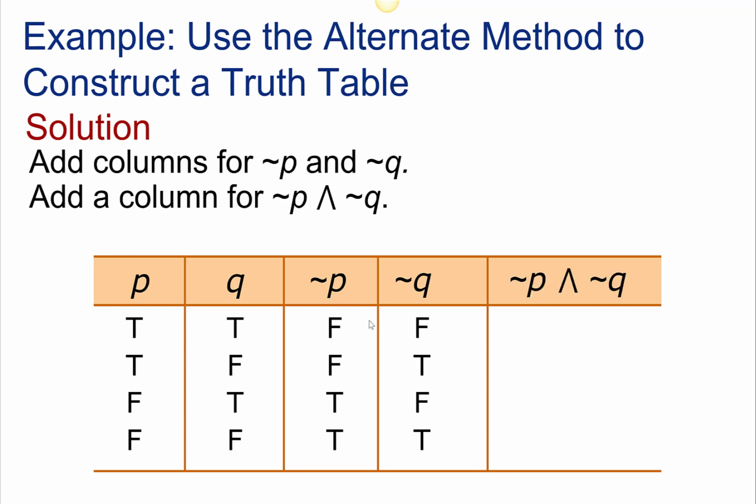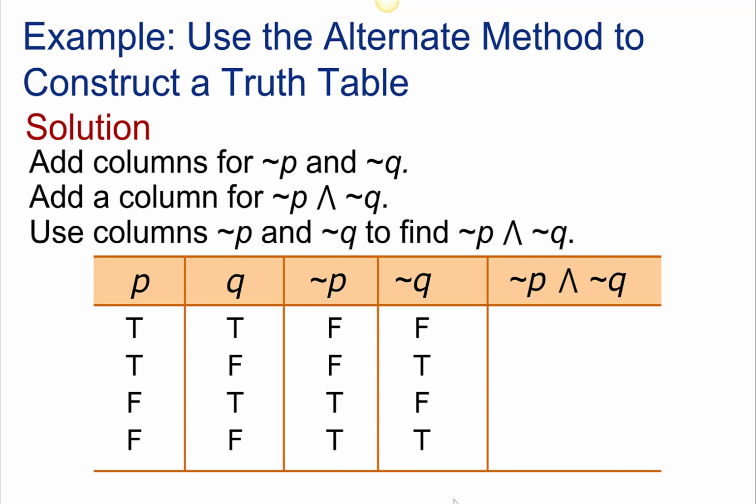And when I add that, now I'm going to make the decision by comparing these 2 columns with the connective of and. The only time this can be true is when both of the simple statements are true, which is in case number 4. The rest of the cases are false. And there's my answer column.